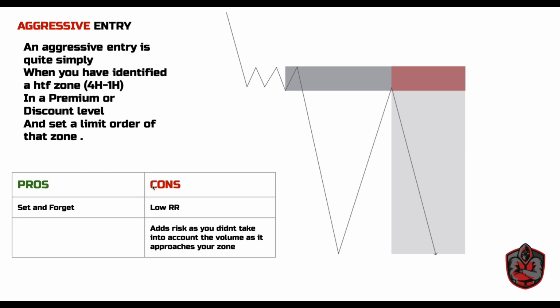Alright, now the pros and the cons of going with an aggressive entry. Again, the pro is that you set and forget, so you set your limit and then you forget all about it. You don't need to really be on the charts. Once you've set your limit, you go about your day, and if the limit triggers, it triggers. If it doesn't trigger, it doesn't trigger.